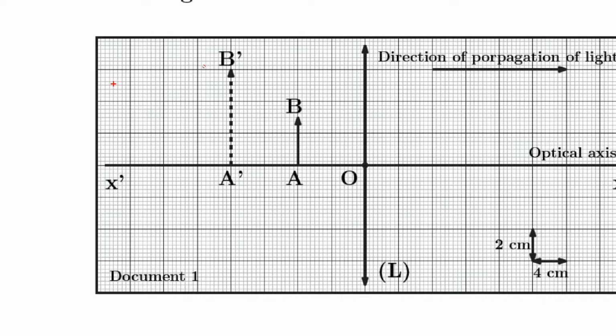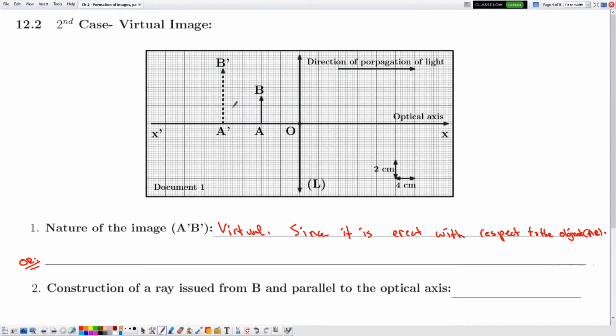One could give another reason why the image is virtual. Notice that the image and the object are in front of the lens on the same side, and whenever the image and the object are on the same side, then the image is virtual, since the object AB and the image A prime B prime are on the same side.